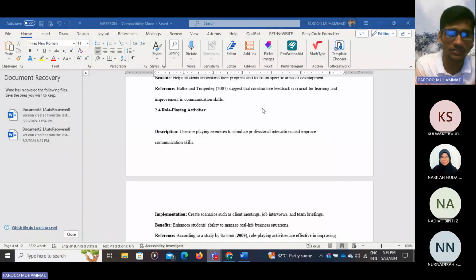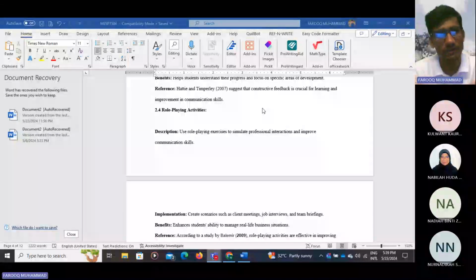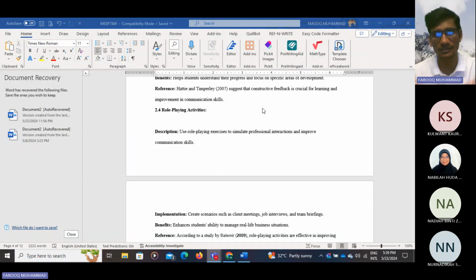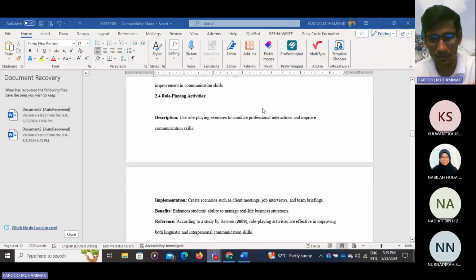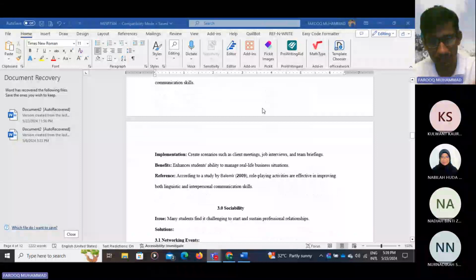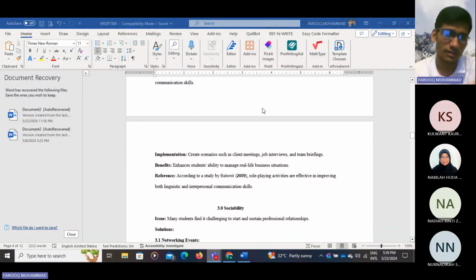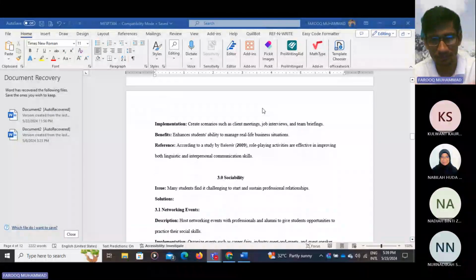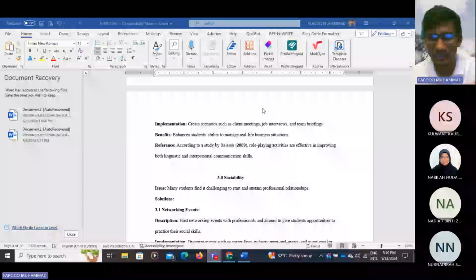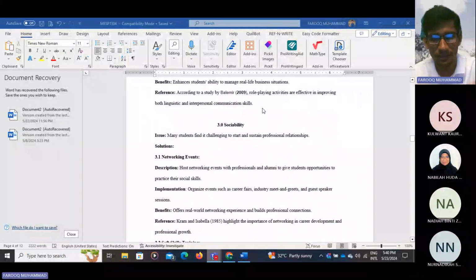So besides this, we can have vocabulary enhancing materials. We can provide them very lofty materials that could be very good for them. So here I use the reference Balmer 2009, that role-playing activities are effective in improving both linguistic and interpersonal communication skills.